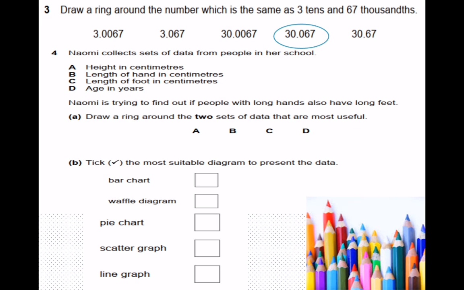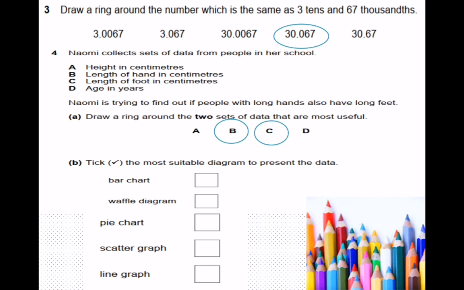Naomi collects sets of data from people in her school: height in centimeters, length of hand, length of foot, age in years. Naomi is trying to find out if people with long hands also have long feet. Draw a ring around the 2 sets of data that are most useful. So if I want to know about hands and feet, is it important to know the height, or the length of hand, the length of feet, or age? The only 2 pieces of information that are very important to collect are the hand and the feet, which will be B and C.